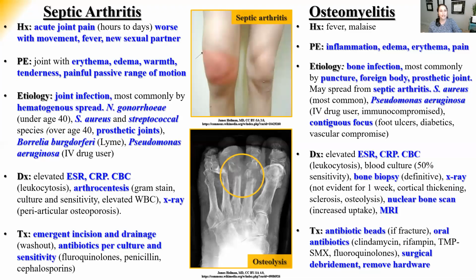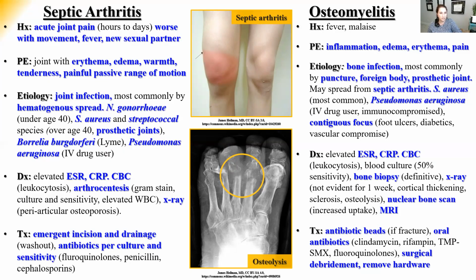Whereas osteomyelitis is usually caused by some kind of direct puncture in the area. So systemic symptoms like fever and malaise. In the area, inflammation, edema, erythema, pain, very similar to our septic arthritis. So bone infection most commonly caused by a puncture, a foreign body, or those who have prosthetic joints. This may spread from the septic arthritis and infect the surrounding bony area.